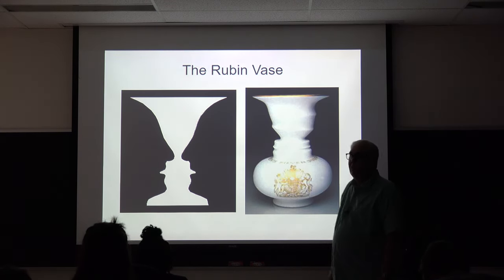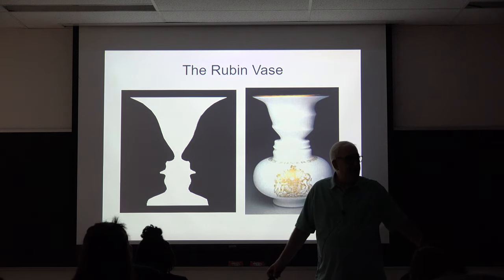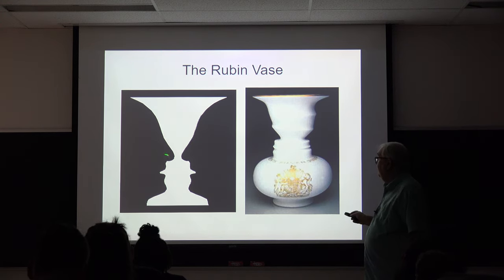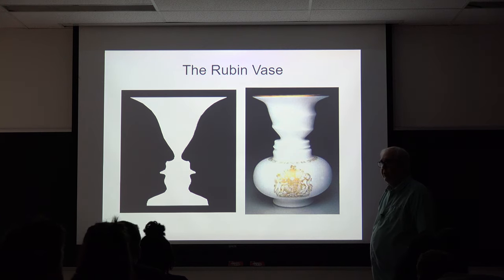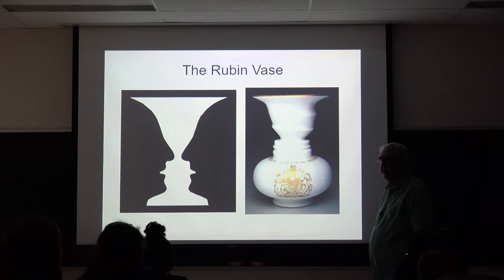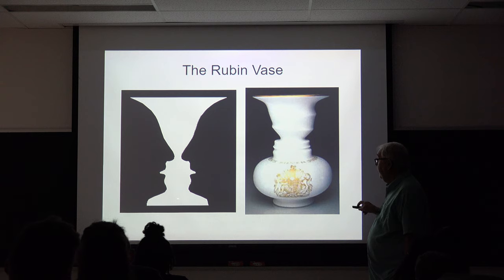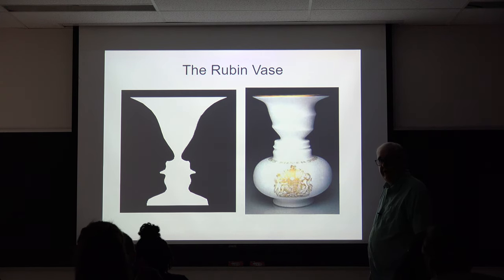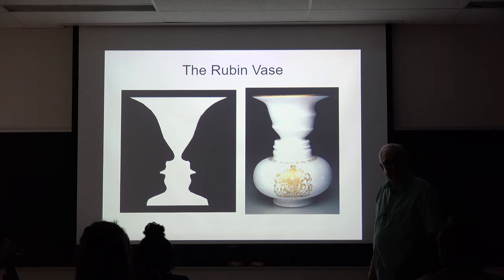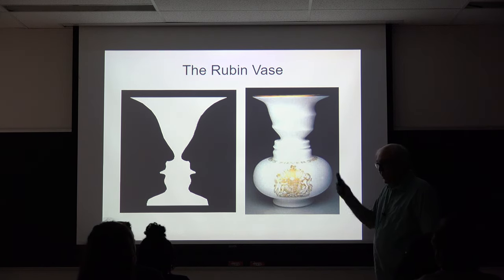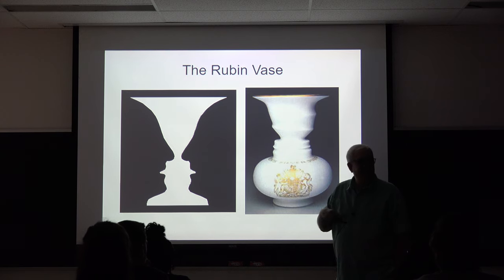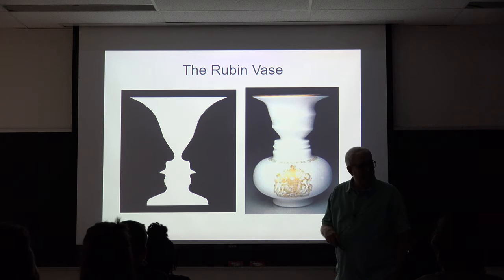Now, probably the most famous figure-ground figure of all time is this one. This was concocted by a Danish Gestalt psychologist, a guy named Edgar Rubin. And so the idea here, how many of you see a vase? Raise your hand. How many of you see two faces? Raise your hand. Many of your hands went up for both, but it's hard to see them at the same time. You can either focus on the vase or you can focus on the two faces.